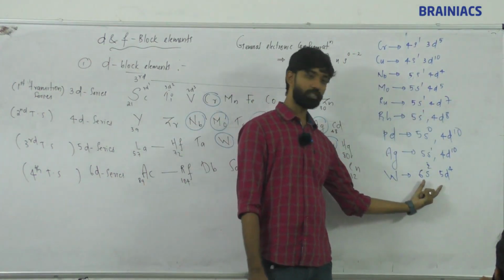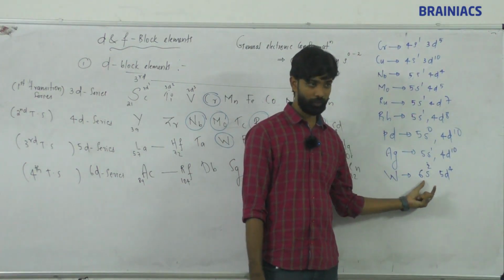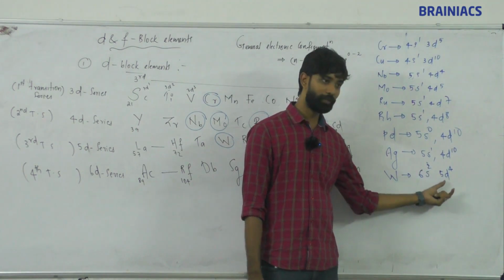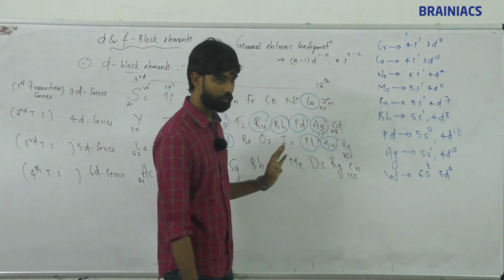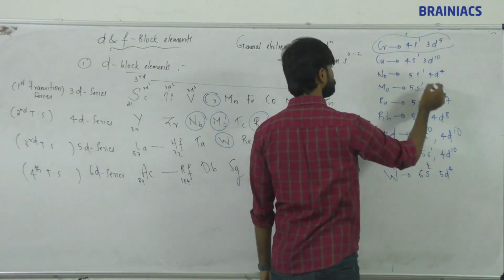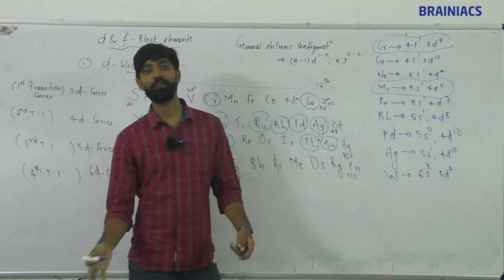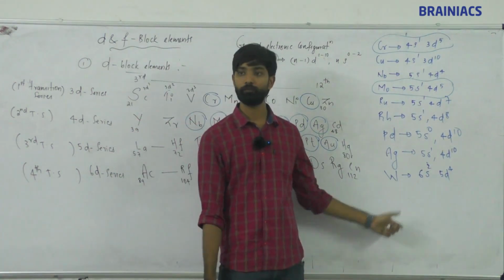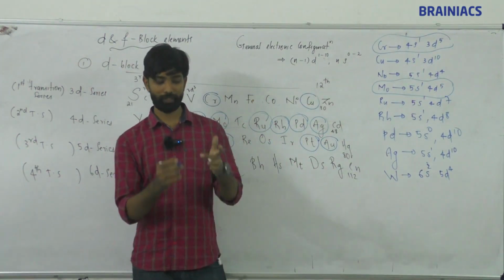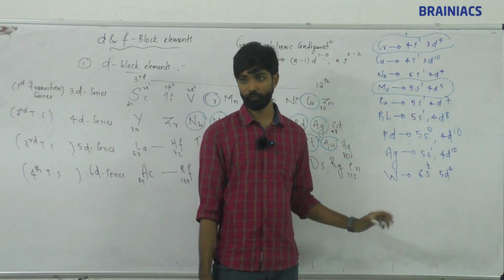This is the usual case: ns2 (n-1)d4. But we know that the other is for stability, and that effect is not observed here. The reason for the exceptional configuration is not only stability. There are some other reasons also.